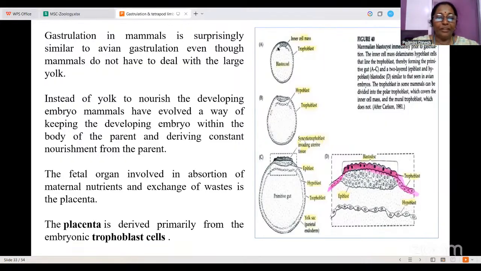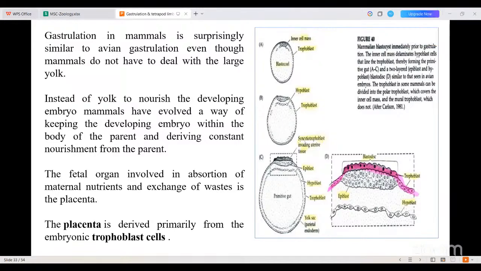So the fetal organ involved in absorption of nutrients and exchange of waste is the placenta. The placenta is where the food or nutrients from the mother are given to the child, through the placenta and the umbilical cord.